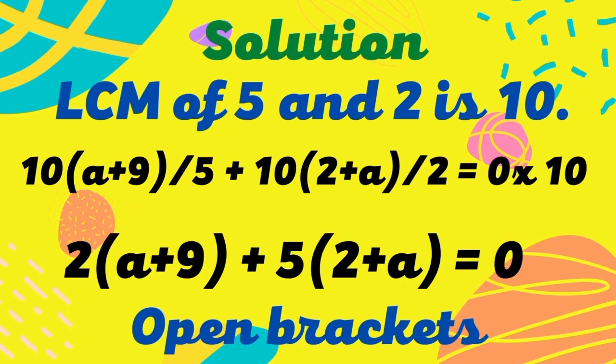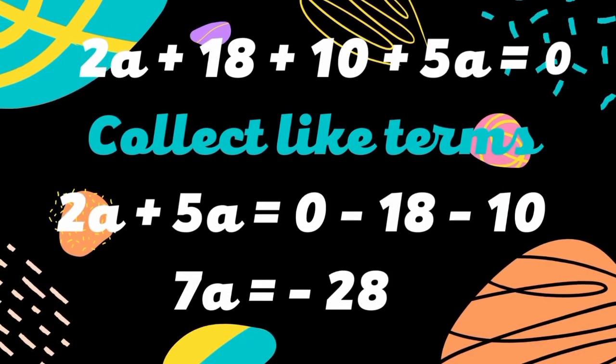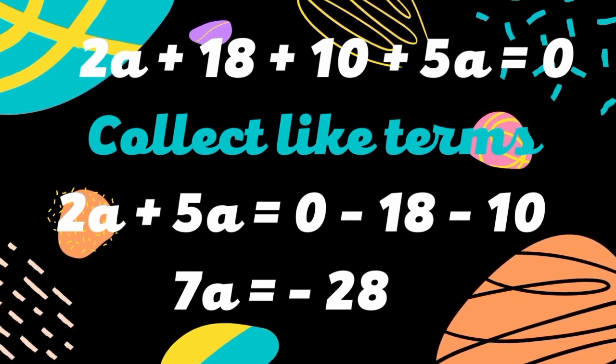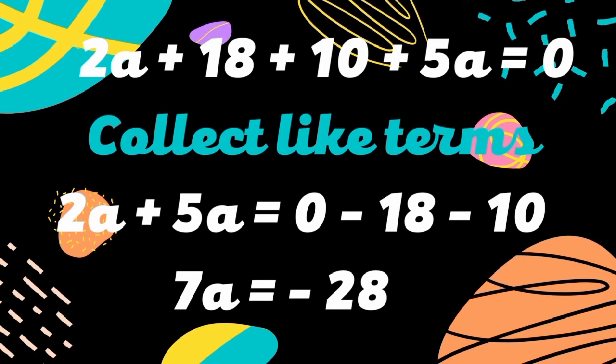Then you multiply each term of the equation by this LCM. So when you multiply each term by this LCM, you have 2 bracket a plus 9 plus 5 bracket 2 plus a equals 0. The next step will be to open brackets. So if we open brackets, we have 2a plus 18 plus 10 plus 5a equals 0. After which, the next step is to collect like terms. And when we collect like terms, we have 2a plus 5a equals 0 minus 18 minus 10, which will give us 7a is equal to minus 28.